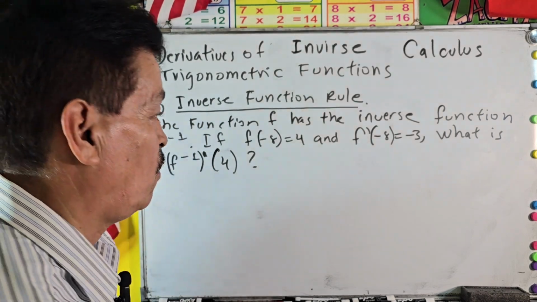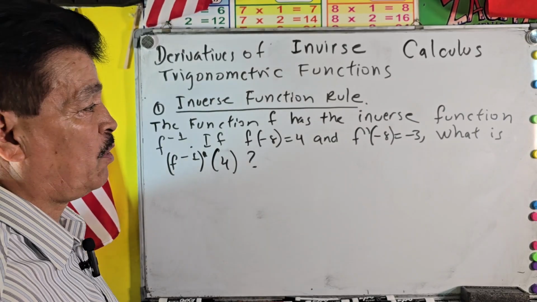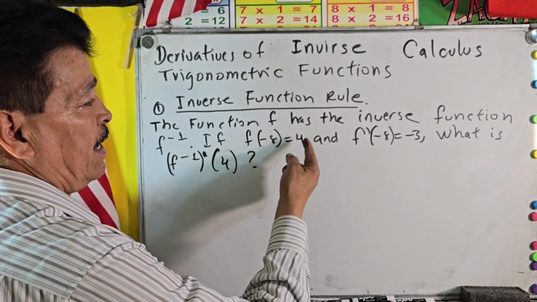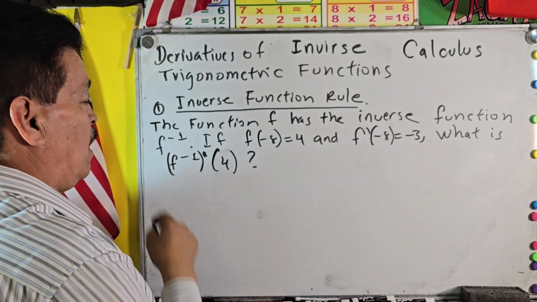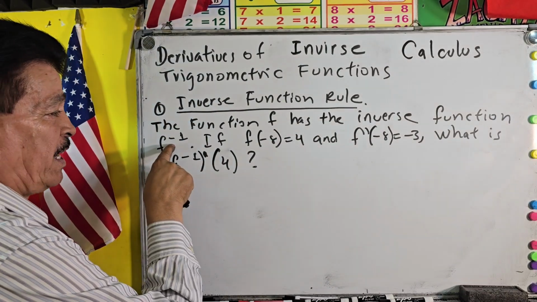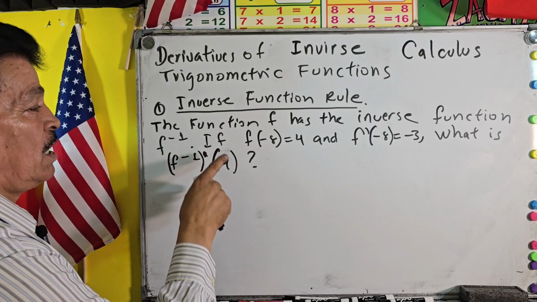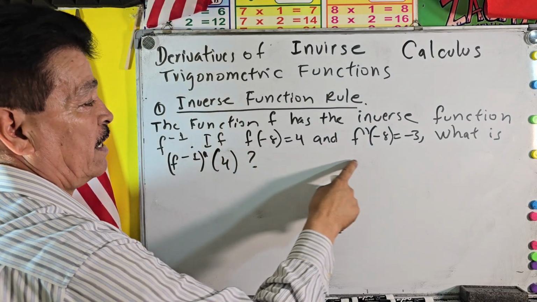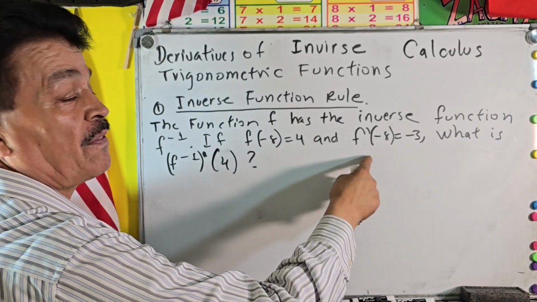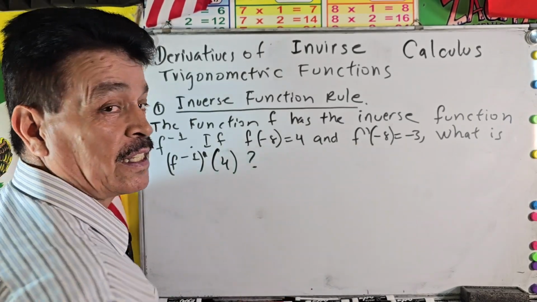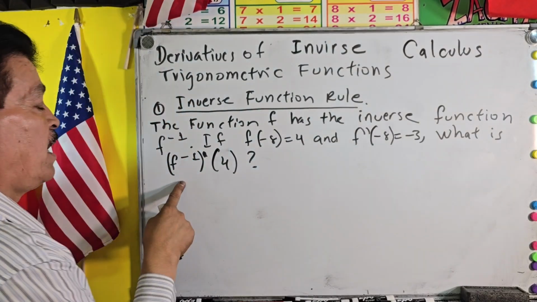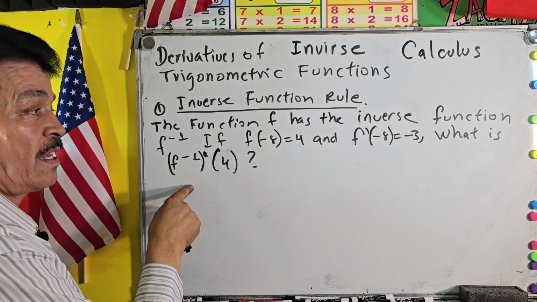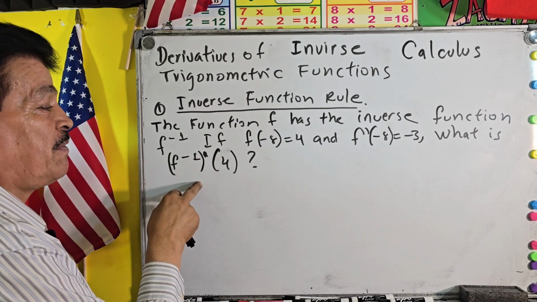All right. So the first problem that we have here is: the function f has an inverse function, f to the -1. If f of negative a equals 4 and f prime, the derivative at negative a, equals -3, what is the derivative of f to the -1 at 4?